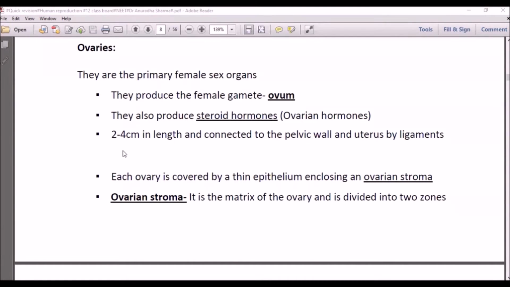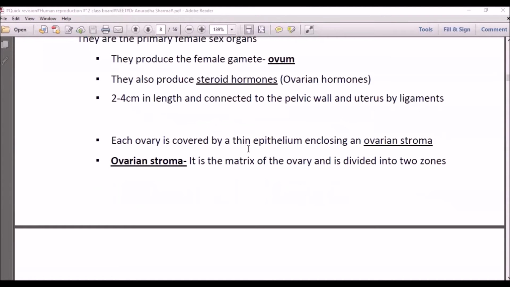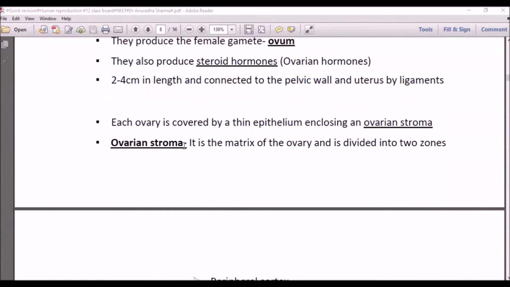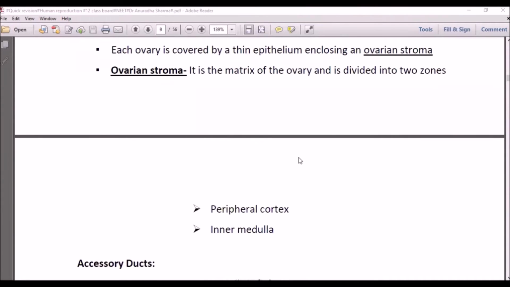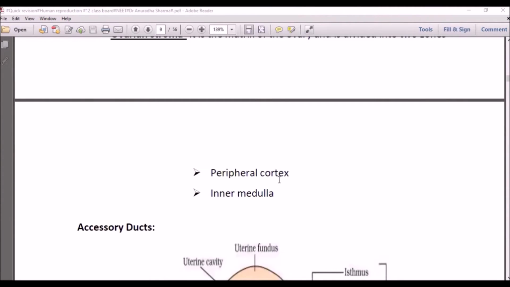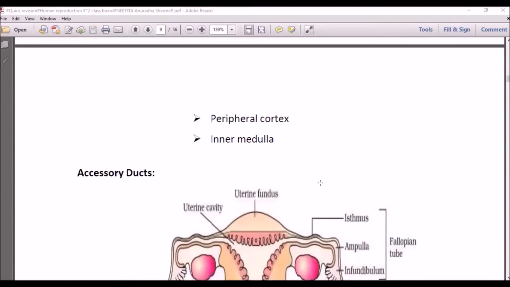Now this ovary is 2 to 4 centimeters in length, and it is connected to the pelvic wall and uterus by various ligaments. Each ovary is covered by a thin epithelium which is enclosing an ovarian stroma. The ovarian stroma is the matrix of the ovary, and as I have already told you, it is divided into two zones. First is the peripheral cortex and second is the inner medulla. So these are the two parts of the ovarian stroma.